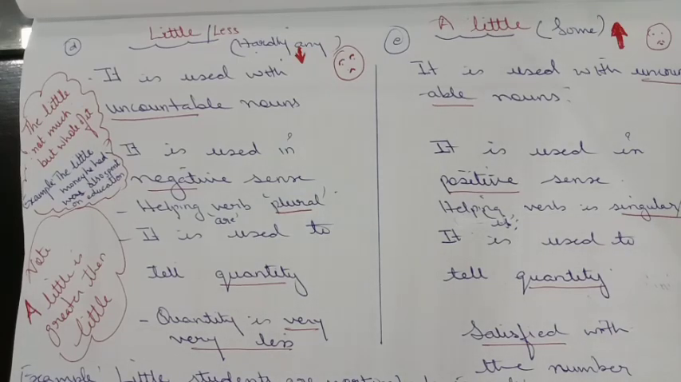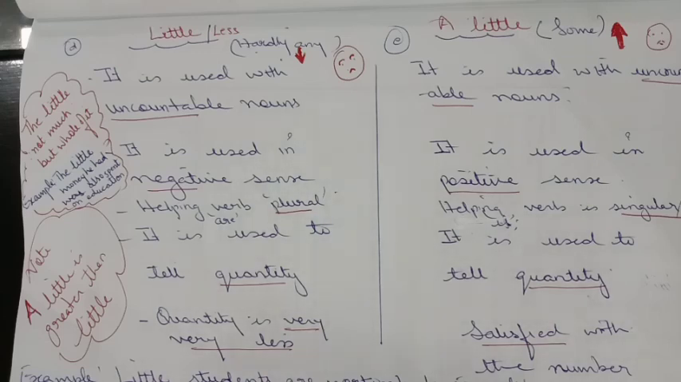A little students work hard means I'm satisfied with the number. Okay, it's fine. A few students work hard means some students are there who work hard. A little water is left in the jug means I'm satisfied with the quantity of the water in the jug. That is ample for me.